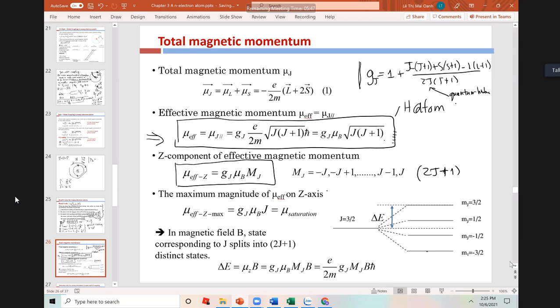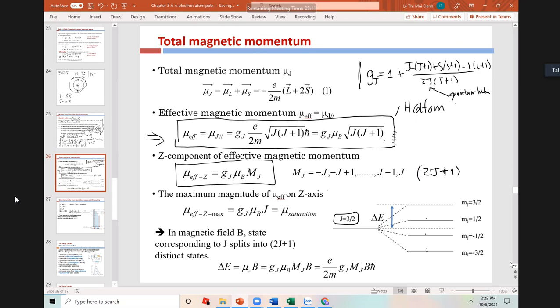The first, the second, the third, and the fourth, for example, here with J equal to 3 divided by 2. You can see the splitting of energy into 2J plus 1 in the magnetic field. Of course, when you place the atom in the magnetic field, the energy will be split into 2J plus 1. You remember this?